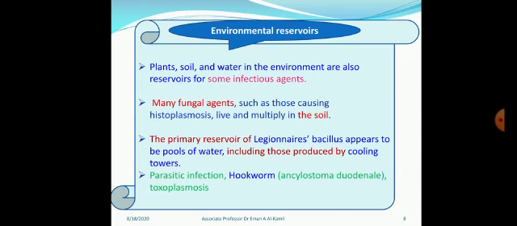Environmental reservoirs: plants, soil, and water in the environment are also reservoirs for some infectious agents. Many fungal agents, such as those causing histoplasmosis, live and multiply in the soil and cause infection to humans. Also, the primary reservoir of Legionnaires' bacillus, as we have already discussed, which causes a respiratory tract infection, is mainly a pool of water, including those in cooling towers, and it is inhaled. Another parasitic infection, such as hookworm or Ancylostoma duodenale, or toxoplasmosis, comes from the soil.